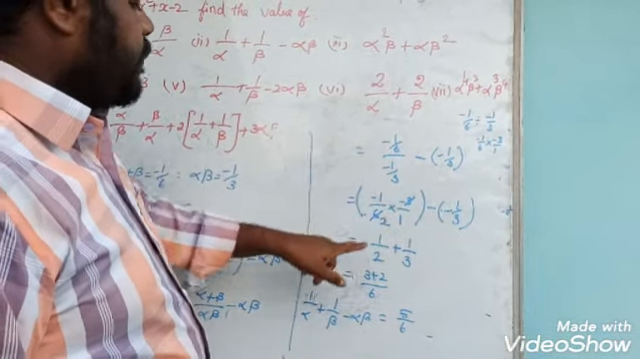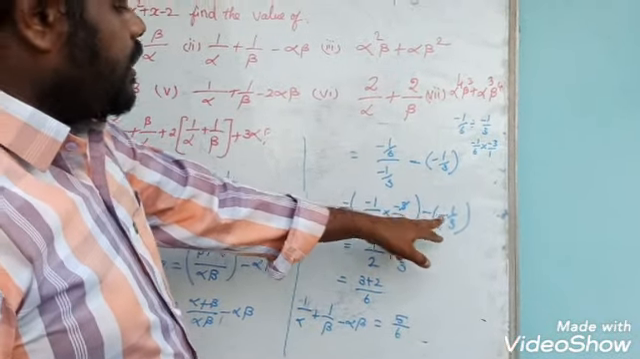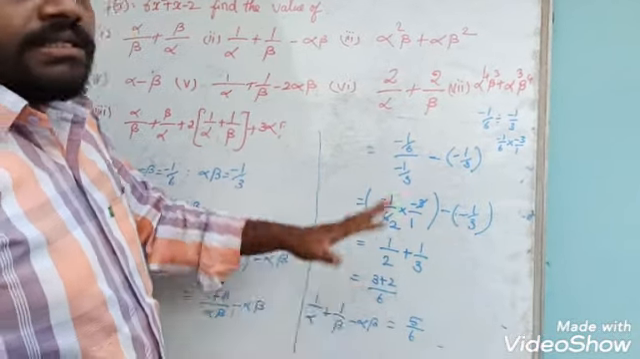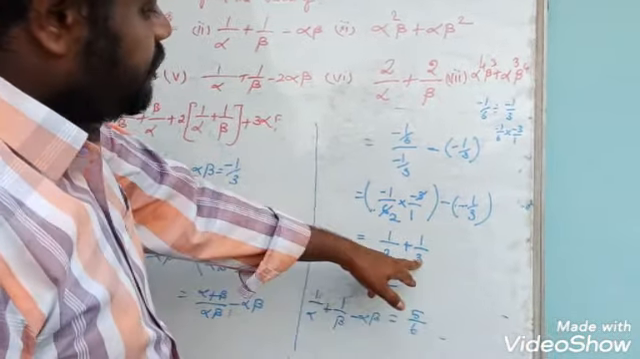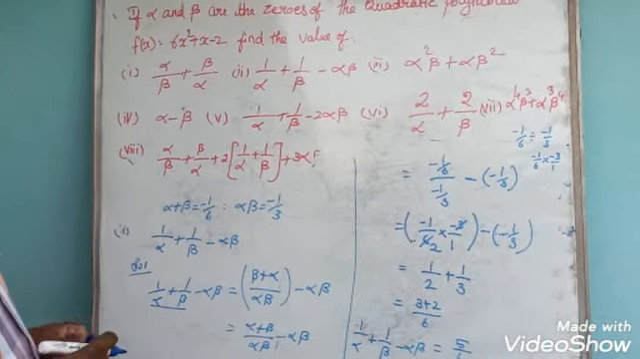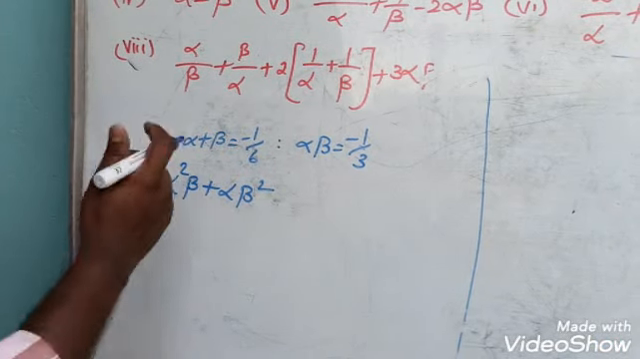Minus 1 into minus 1 we get plus 1. 2 1s are 2. Already there is minus in the quotient, and minus 1 by 3 is the value of alpha beta. Minus into minus plus 1 by 3. Just we make the cross multiplication. We get 3 plus 2 divided by 6. So finally the answer is 5 by 6. Next we move on to question number 3.